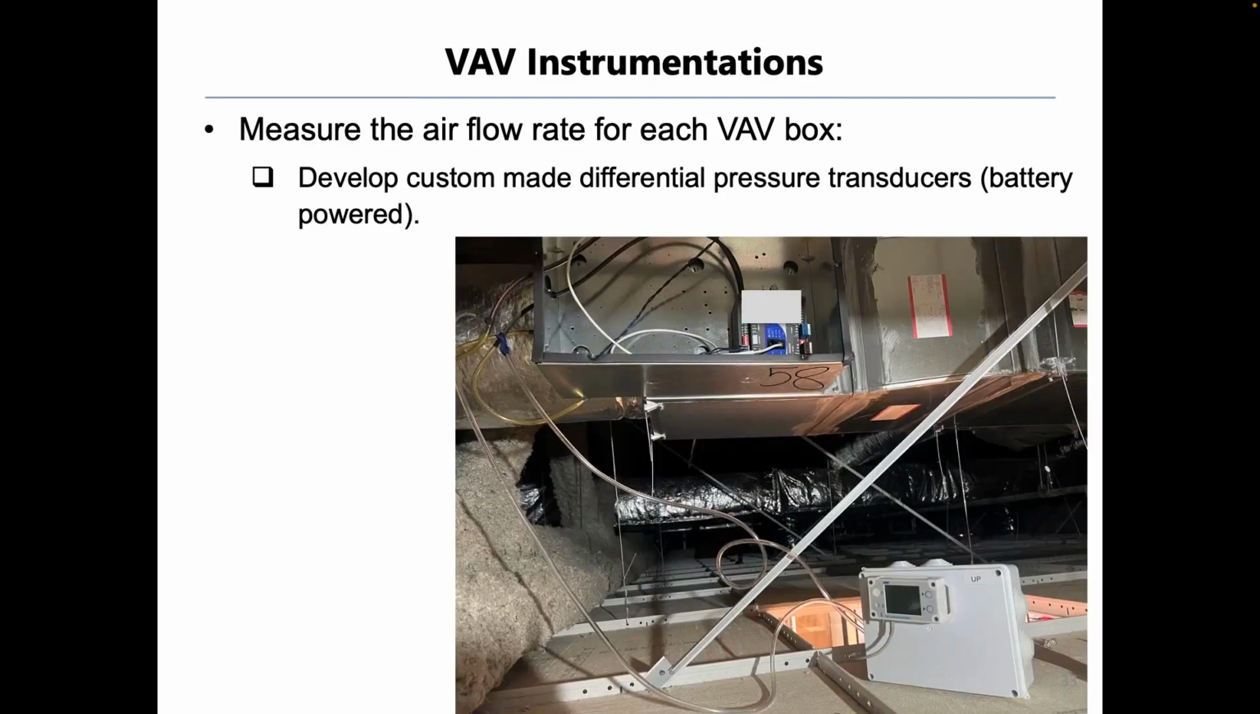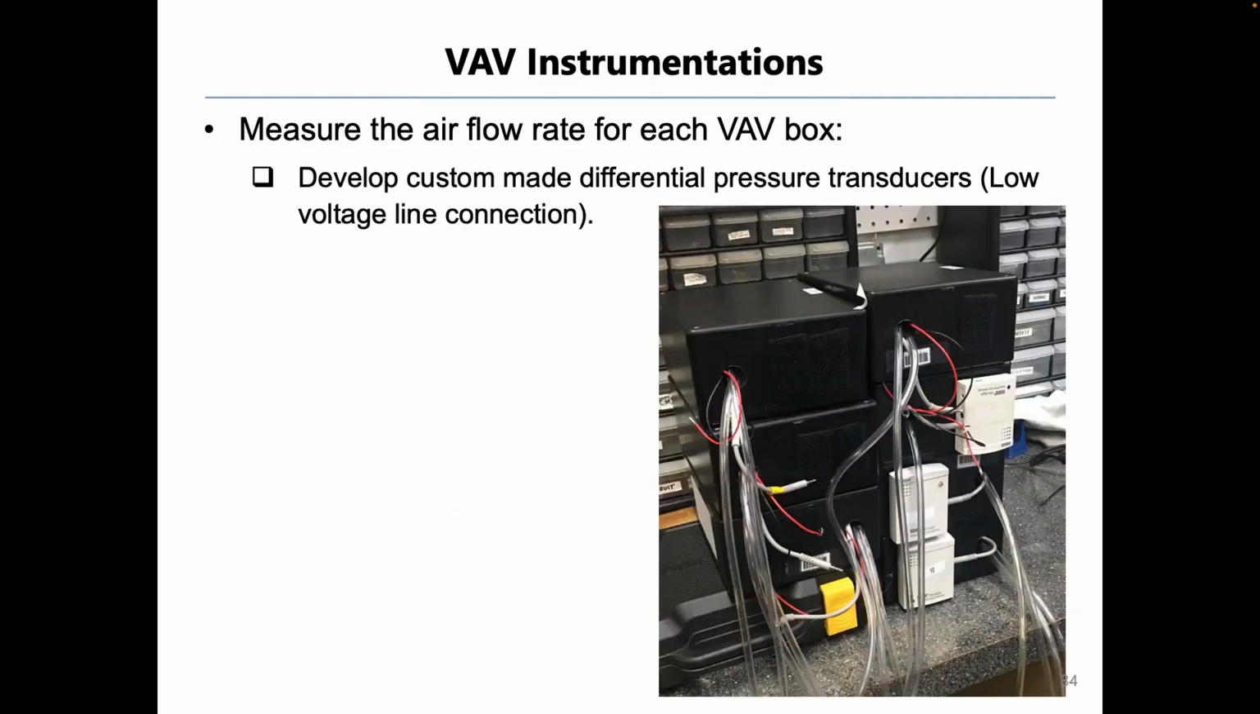This is an example of how we installed these custom-made boxes. You can see these are connected to the VAV boxes here, like the tubing here goes to one side of the pitot tube, and the other goes to the other side. These boxes were installed on the drop ceiling, so we could measure the differential pressure and ultimately, using the equation that Jongki talked about, convert it to the CFM.